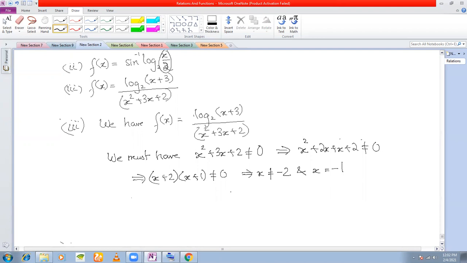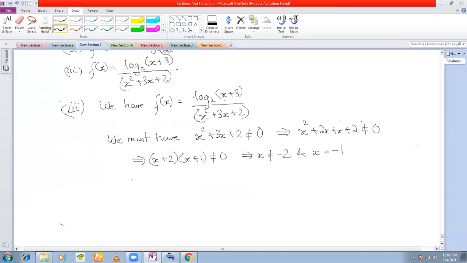That means if you are constructing your mapping here, minus 2 will not have any image in the codomain set. Similarly, minus 1 cannot have any image. Okay, so what you do is you exclude minus 2 and minus 1. So x cannot be equal to minus 2, x cannot be equal to minus 1.